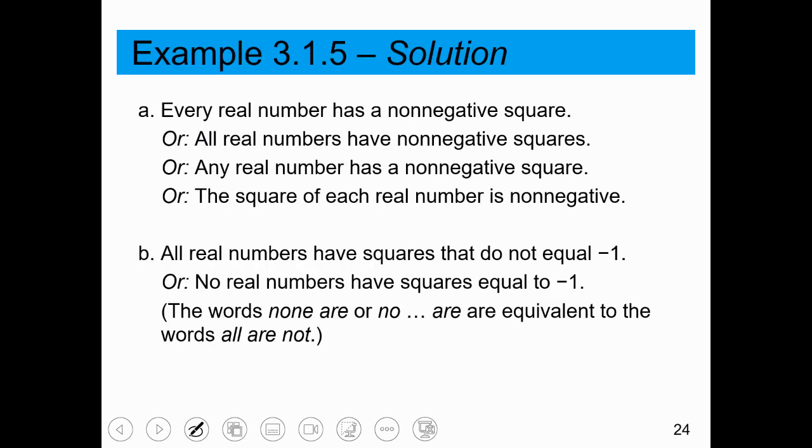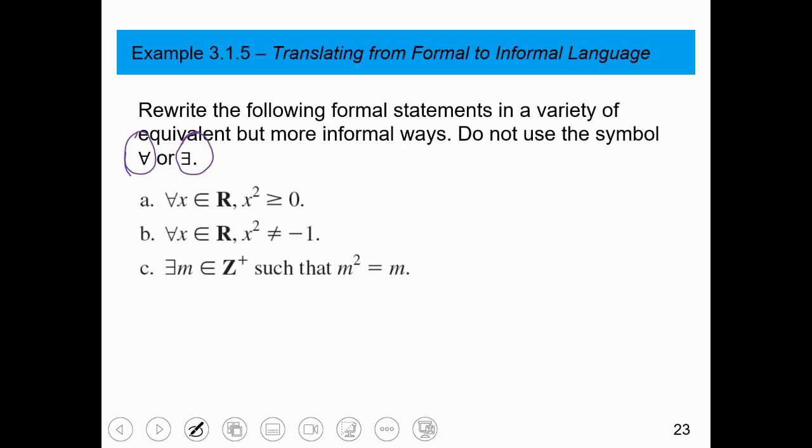Let's see how you did. So the first one, we can say very informally, every real number has a non-negative square. Okay, so that's another way of saying greater than or equal to 0. We certainly can't say positive. Positive does not include 0. 0 is neither positive nor negative. So if we want to say something is greater than or equal to 0, a nice informal way of saying that is saying that it is non-negative.